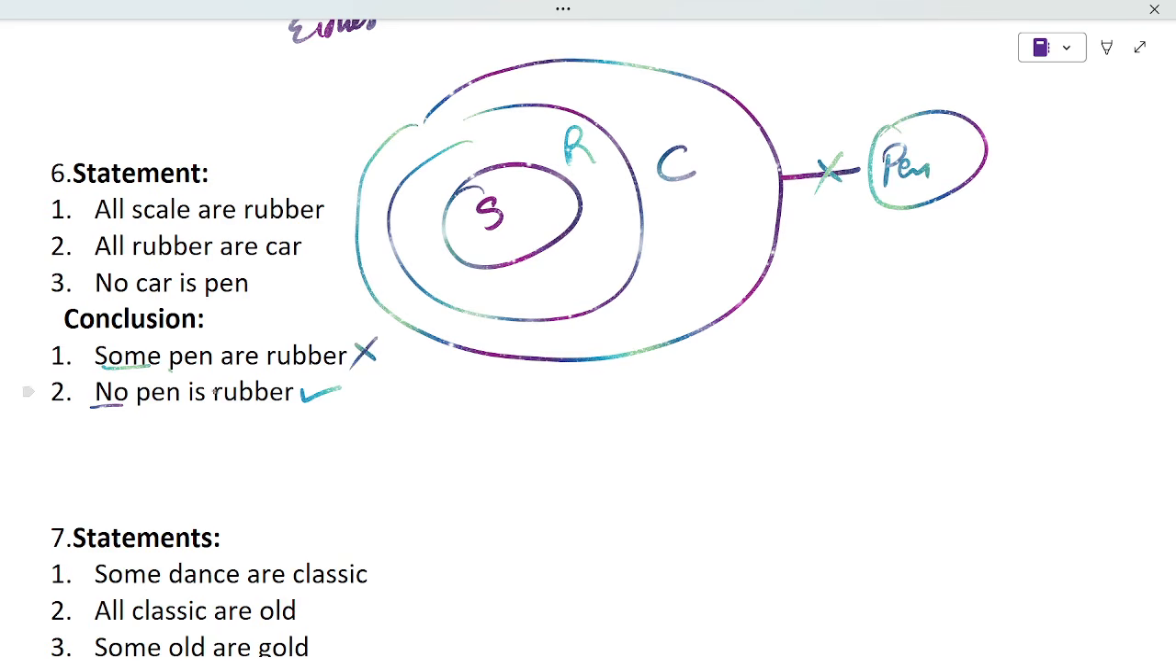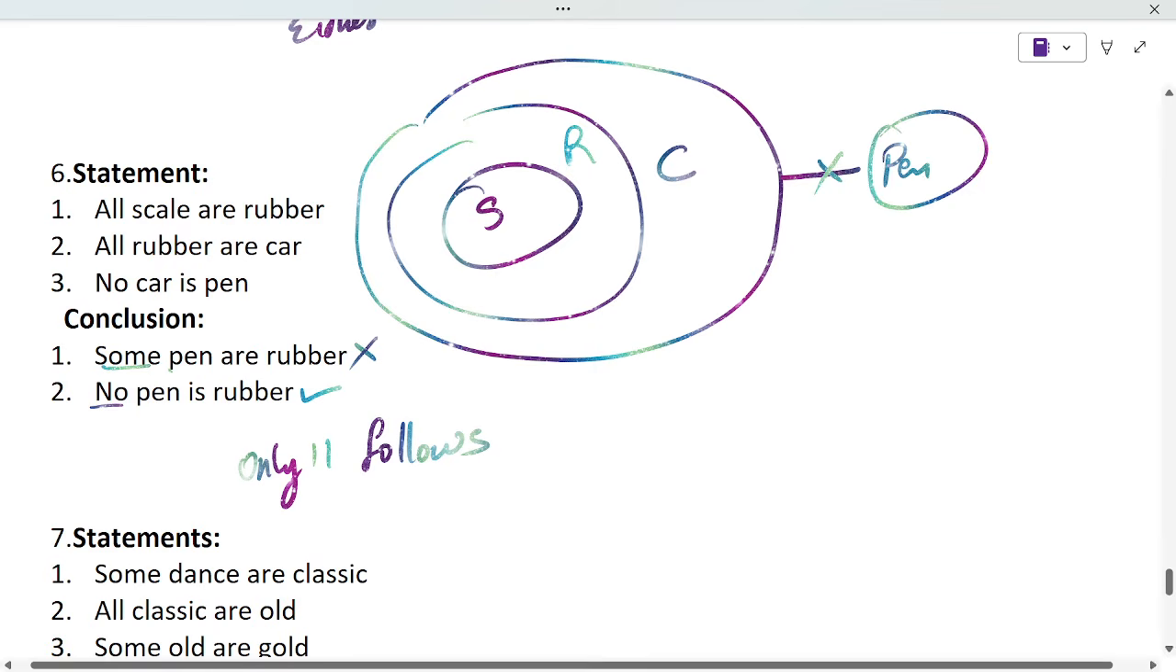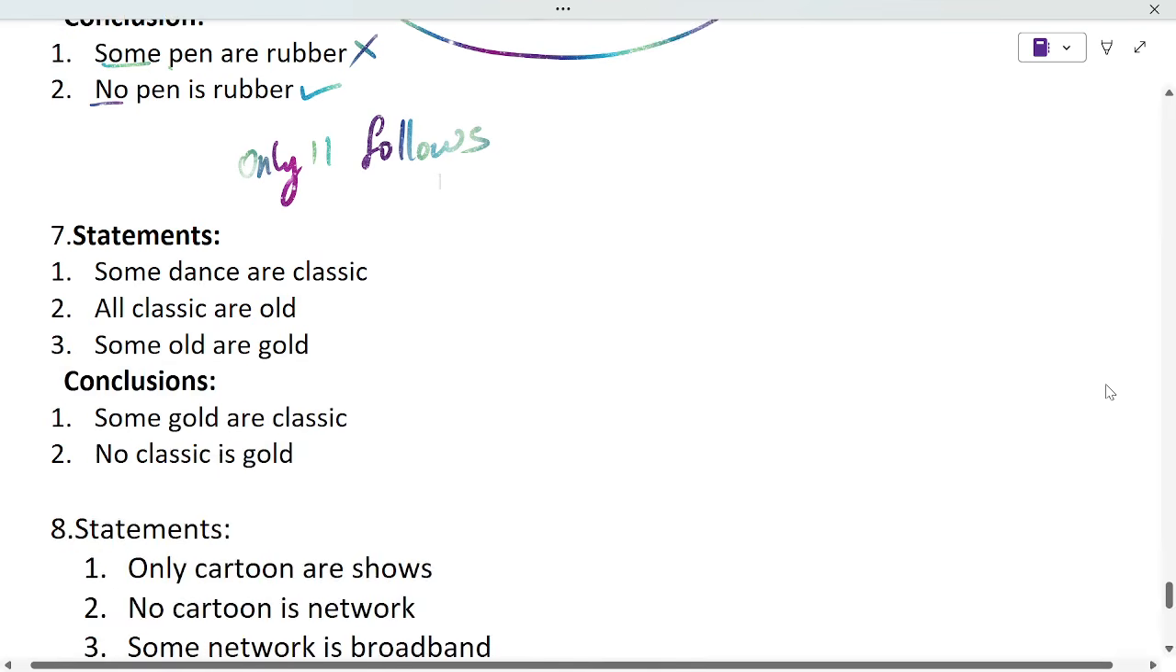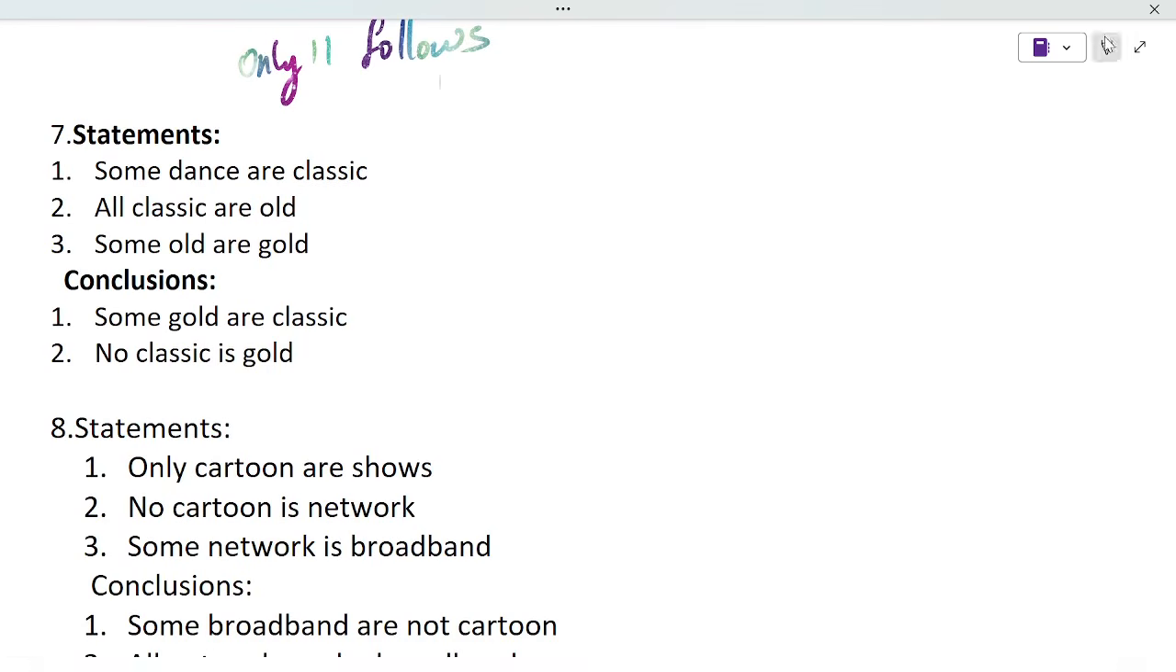So here only two follows. Only two follows will be the correct answer. Alright, only two follows will be the correct answer. Next one. Let's check this one.